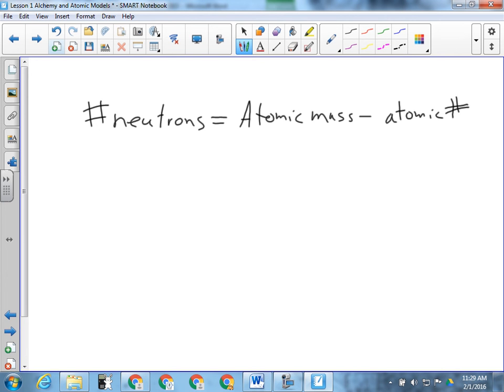Okay, now it does come out to a decimal. Can you have a portion of a neutron? No. You always got to round it. Okay, if it's greater than half, round it up. If it's less than half, round it down. Okay, that's going to be your number of neutrons. So it's atomic mass minus atomic number, and you're going to get a periodic table later on. Okay. All right, that's something I almost always ask, okay, on the unit exam.